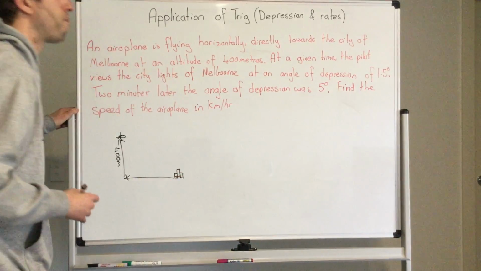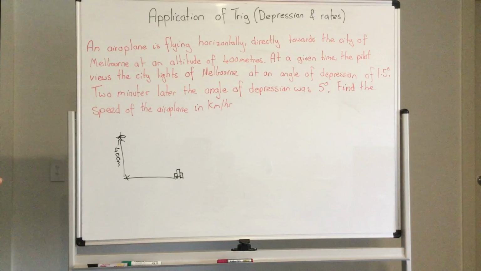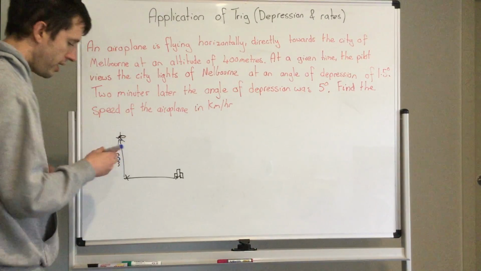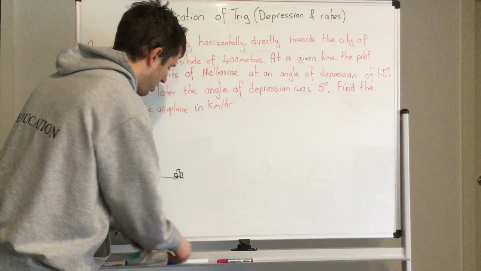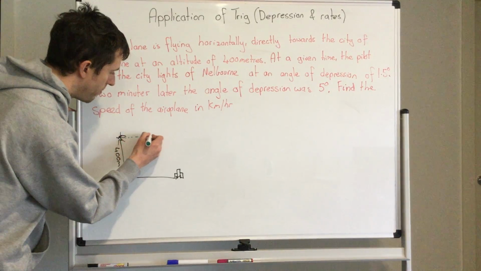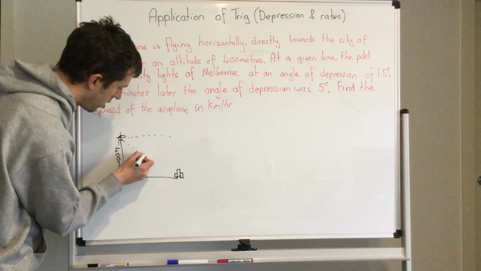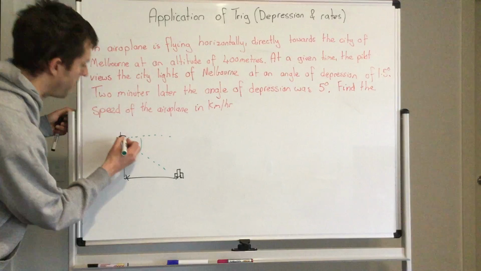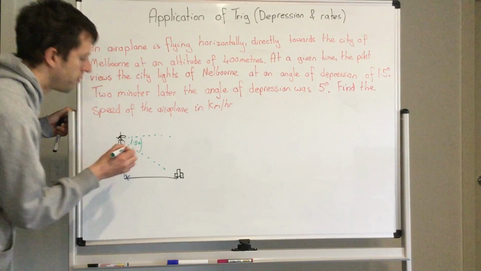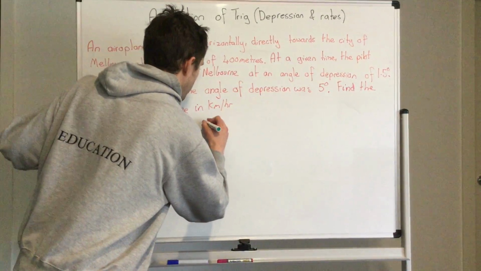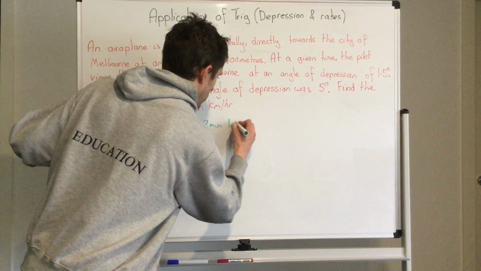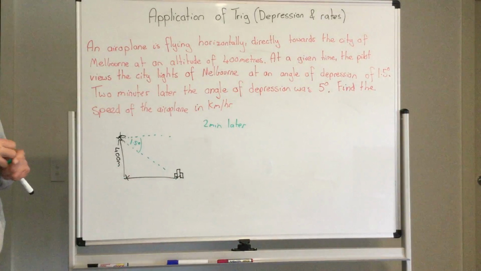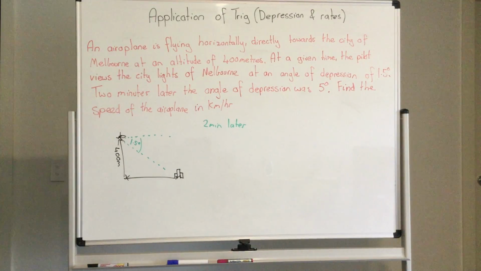That is my city. At a given time, the pilot views the city lights of Melbourne at an angle of depression of 1.5 degrees. Now I'm going to change colours. That angle of depression is looking at this angle here, and that angle is 1.5 degrees. Two minutes later, we have a different position.